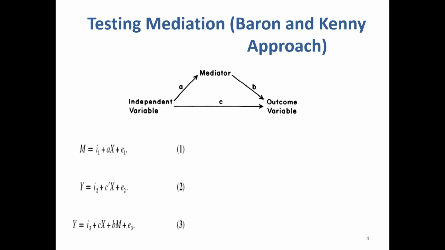In the first case, A is significant, the first equation. In the second equation, it is not significant, that is C dash. And in the third equation, only B is significant. It's full mediation. There is no partial mediation, because the direct path is not significant.